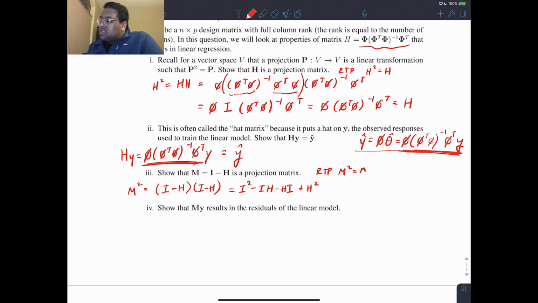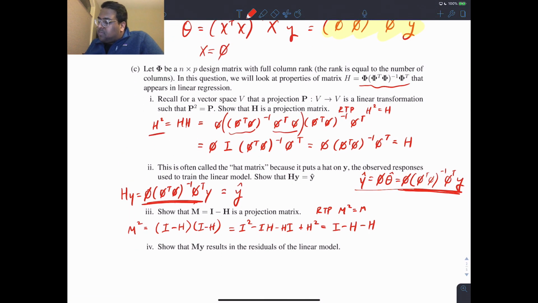Now we can simplify many of these terms. I squared is just I, because when you square the identity, you get back the same thing. I times H is just H, because when you multiply a matrix by the identity, it doesn't change. Again, H times I is also H. And H squared, as we showed up here, is just H, so we have plus H over here. The last two terms cancel, and now I'm left with just I minus H, which is what we defined M to be. So we've also shown that M is a projection matrix, because when you square it, it brings you back to M itself.